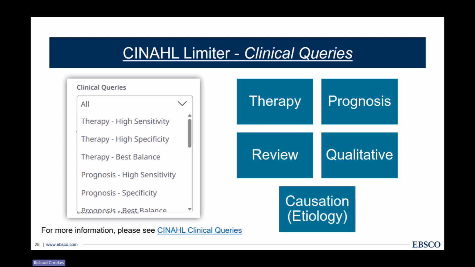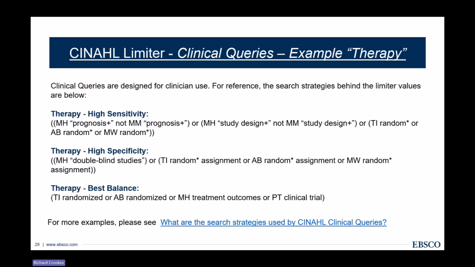So just to give an example for therapy, you can see the strategy that's been created that's behind the scenes for high sensitivity. So using the MH, the CINAHL heading, also title or abstract as well. Truncation also factored there when searching within the title or abstract. High specificity there, you can see, and also the best balance, which is using a combination of title or abstract searching with the subject search, treatment outcomes, and also the publication type as well. So there are specific search strategies that have been developed behind each of these areas.